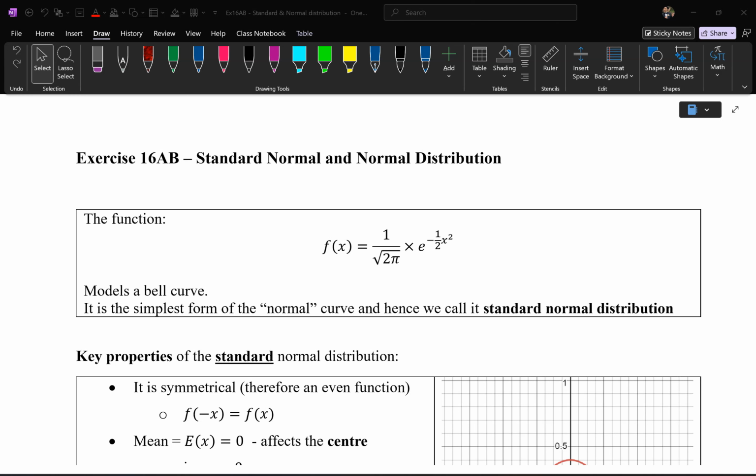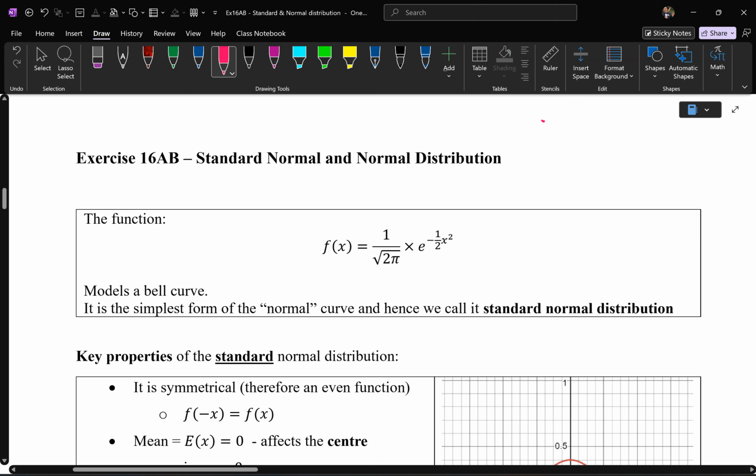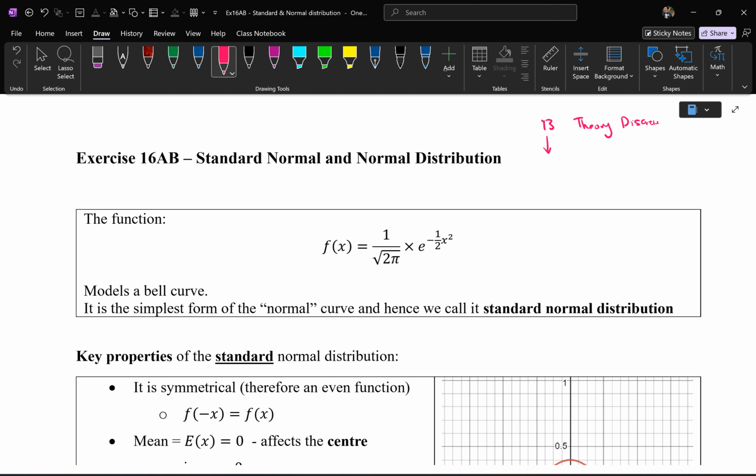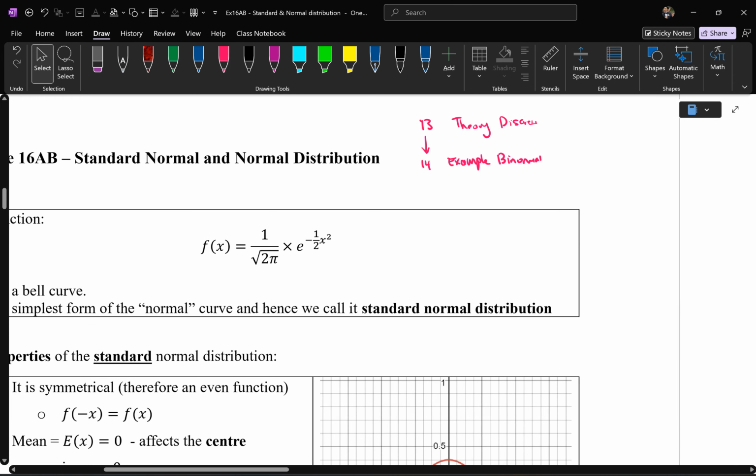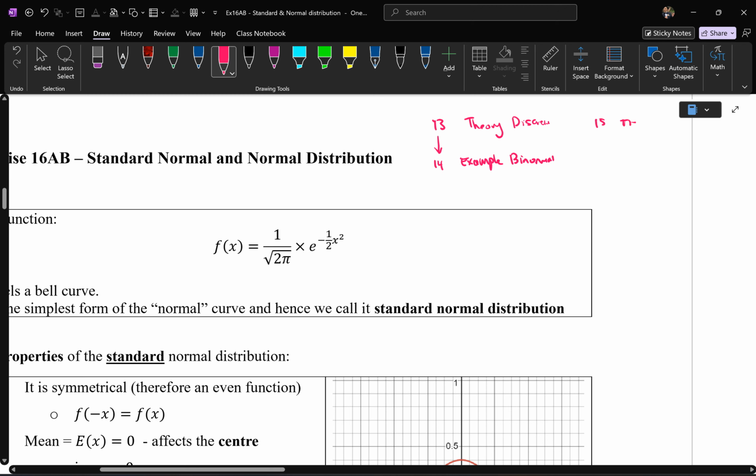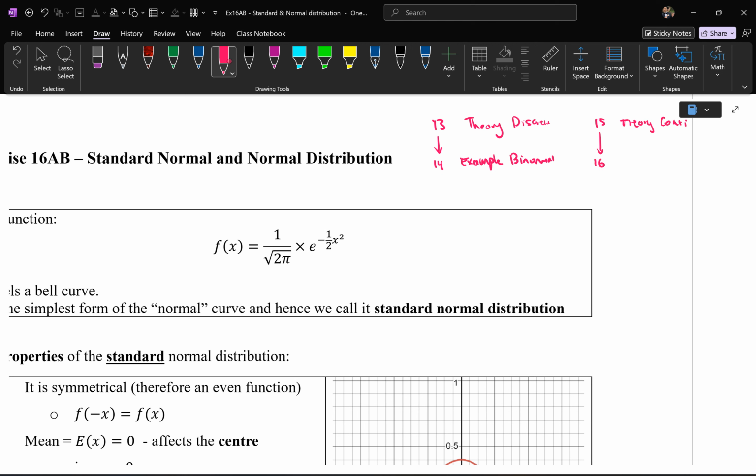All right, chapter 16. This is called normal distribution. The way I think of it is, chapter 13 was theory, pretty much discrete. In discrete, chapter 14 was an example of a discrete, which was binomial. Then you go to chapter 15. That was theory when it's not discrete, so it's continuous. Then you go down to 16 now, and that is an example of continuous, which is normal distribution.